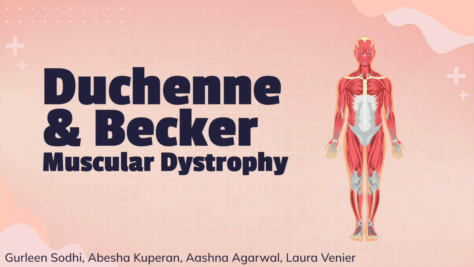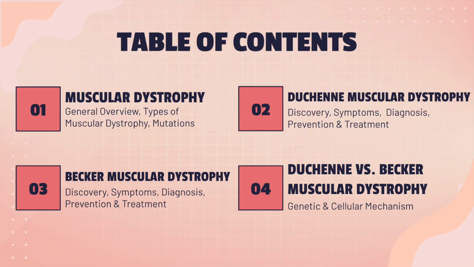In this video, we hope to provide you with a better understanding of muscular diseases, specifically Duchenne and Becker muscular dystrophy. We will start off by addressing muscular dystrophy and the associated mutations. We will then proceed to address Duchenne and Becker muscular dystrophy, including its discovery, symptoms and diagnosis, as well as prevention and treatment.